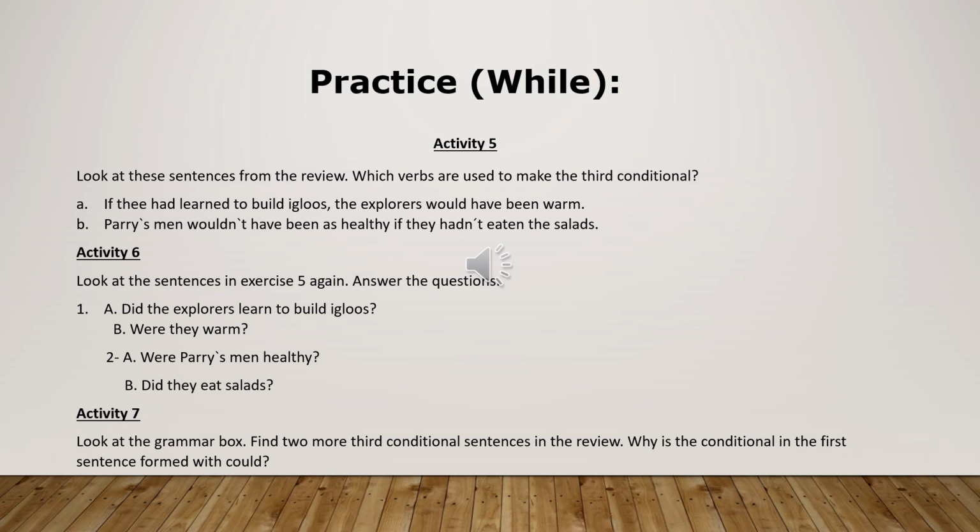Now, 6. Look at the sentences in exercise 5 again and answer the questions. So they have to answer questions 1 and 2, with A and B, about the lecture. So they have to practice the third conditional, that is the topic that we want learners to learn. Now, activity 7. Look at the grammar box and find two more third conditional sentences in the review. That activity is in the lecture.